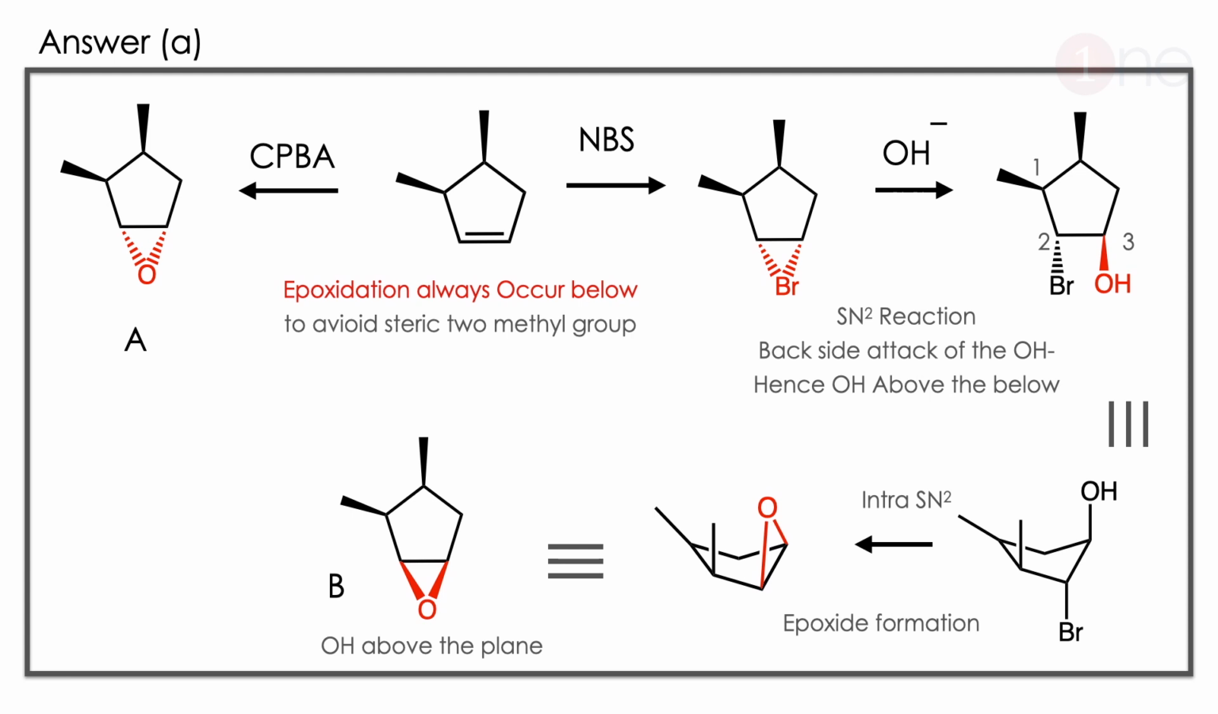OH minus attacks. It is an SN2 reaction. So the attack is from the back side. So the backside attack leads to bromine going below, oxygen going above. So we are rewriting the pentane ring in an envelope shape, like the chair form of cyclohexane. OH above, Br below. So the epoxidation occurs. OH attacks, Br leaves. So the epoxide will be above the plane. The very important thing you should know is that if you directly use mCPBA, you get it below the plane. If you combine NBS with base, you get it above the plane.